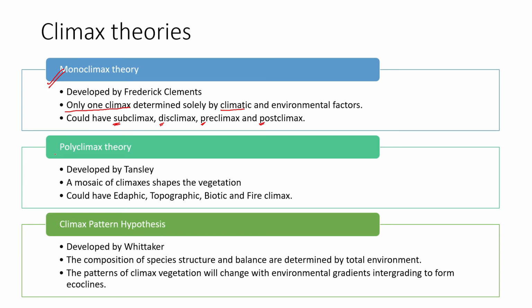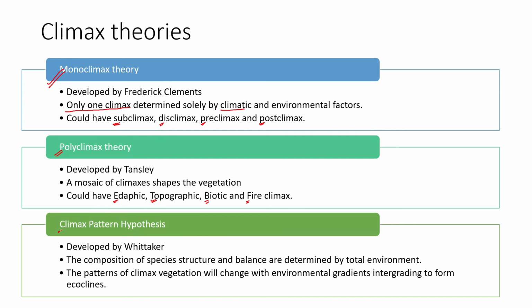So there is only one climax, and every event is divided into sub, base, pre, event, post. And apart from that, there is the polyclimax theory, which was proposed by Tansley. He said that there are different elements that function together to shape the entire vegetation and system. The climax could be either edaphic, based upon soil, where soil structure came to a standstill and there were no further changes. There could be topographic, biotic, and there could be fire climax, which talks about a particular point after which fire will come in.